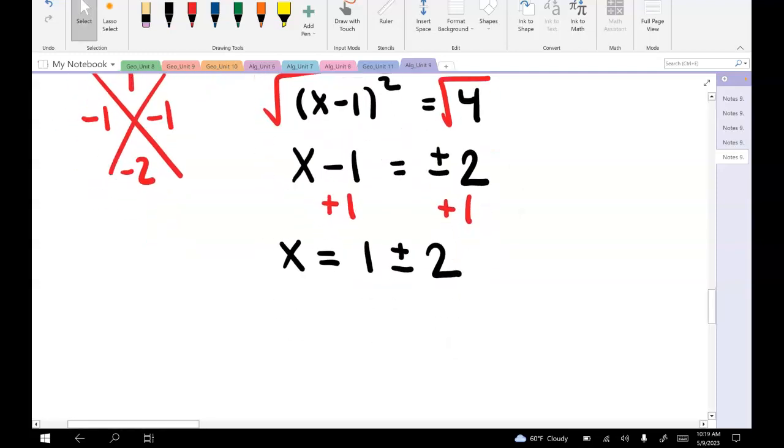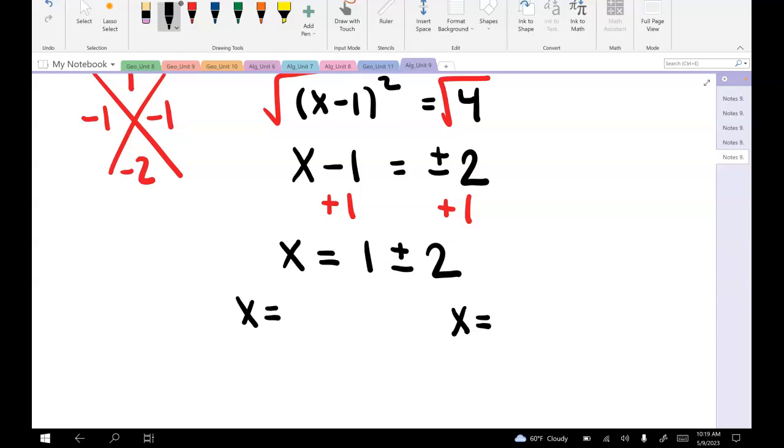And this plus or minus symbol gives a lot of people issues. I think they overcomplicate it. To get your two answers for x, you're going to do two different things.